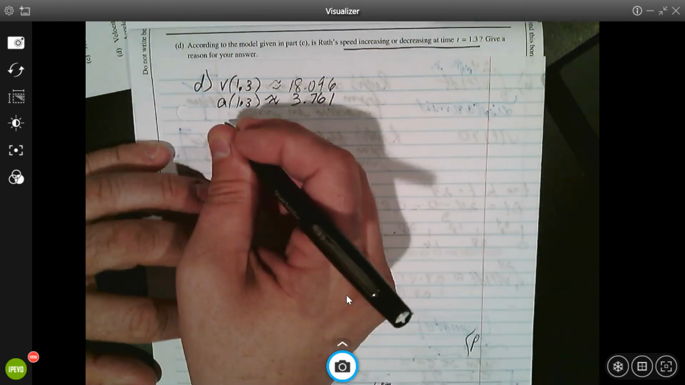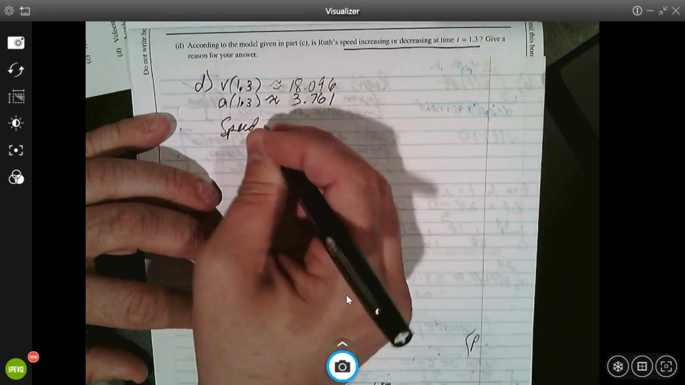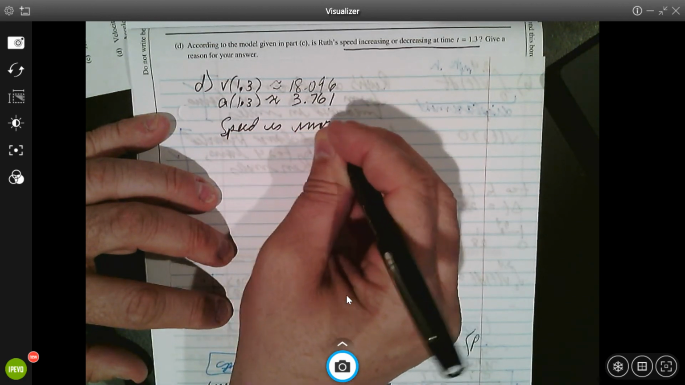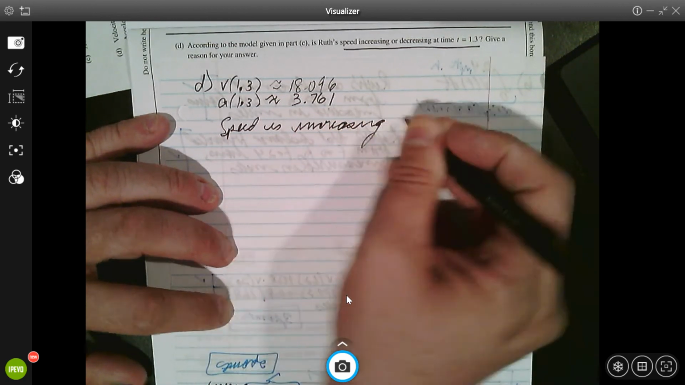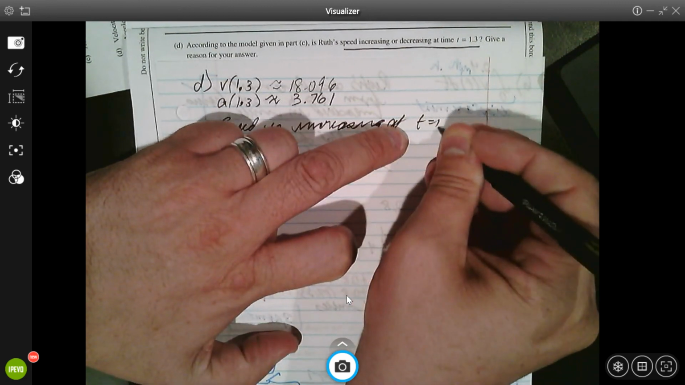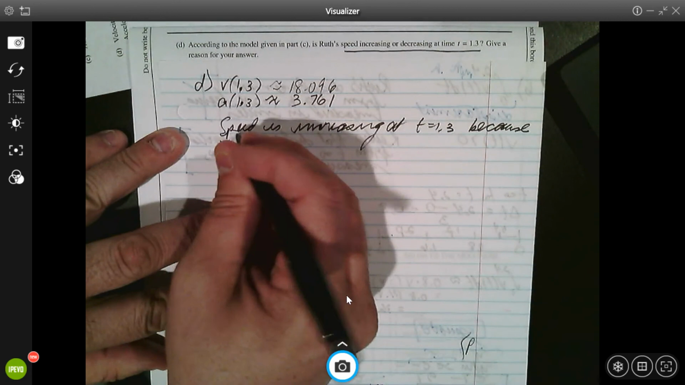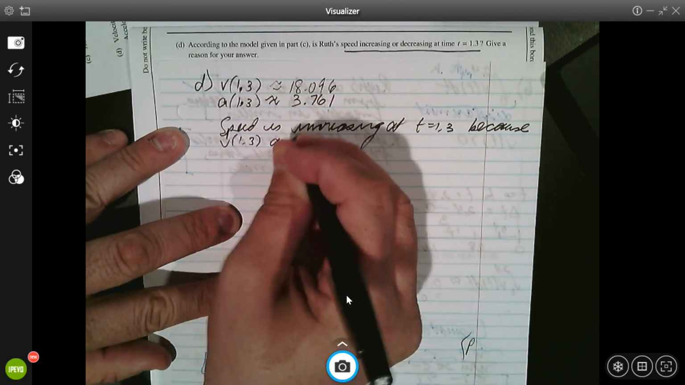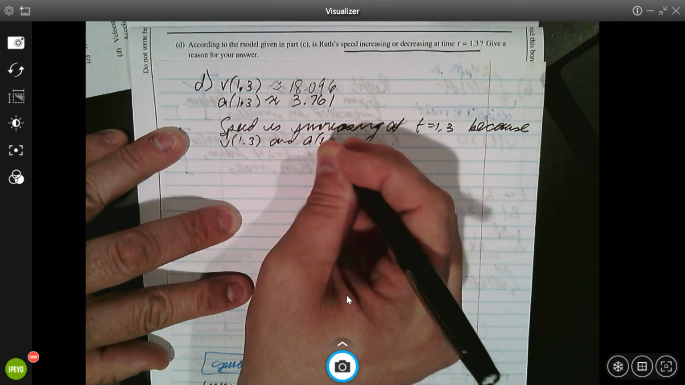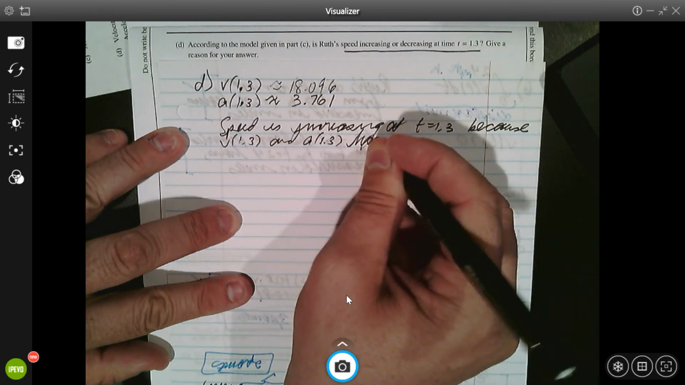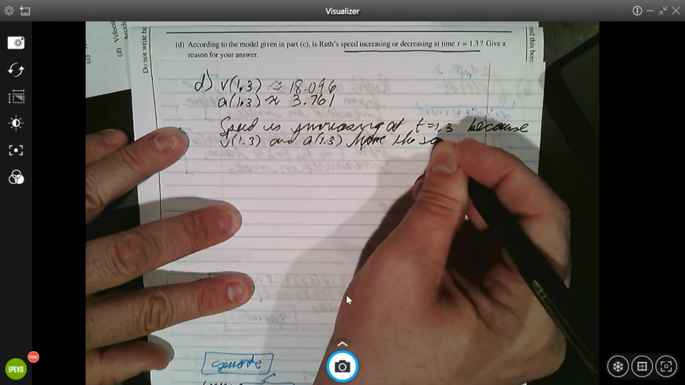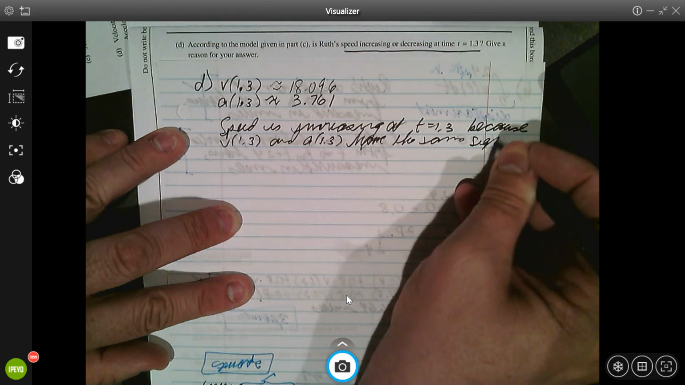Putting these two together, we'd say speed is increasing at t equals 1.3 because v of 1.3 and the acceleration at 1.3 have the same sign. You want to make sure that you're being specific here. We're talking about velocity and acceleration at 1.3.